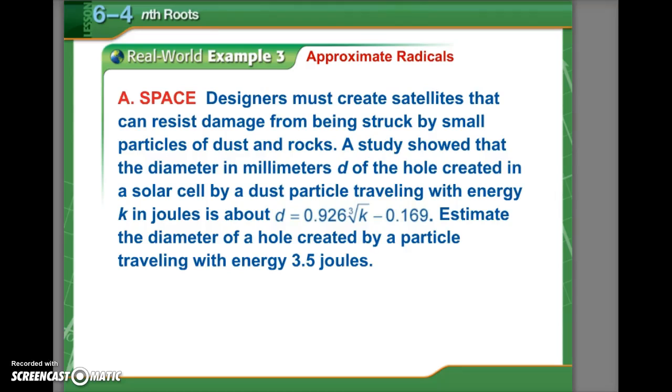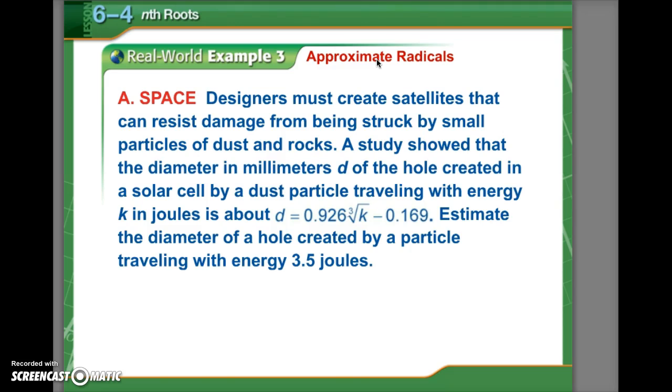All right, we are picking up with example 3 of Unit 1, Lesson 13 on nth roots. This is a real-world example, and in this example we're going to be approximating radicals. So our problem is a space problem, and it says designers must create satellites that can resist damage from being struck by small particles of dust and rocks.